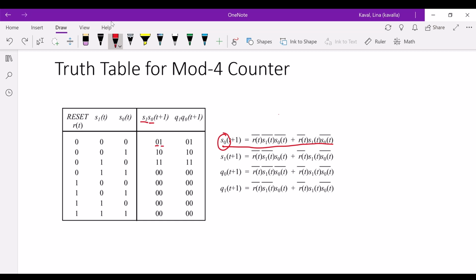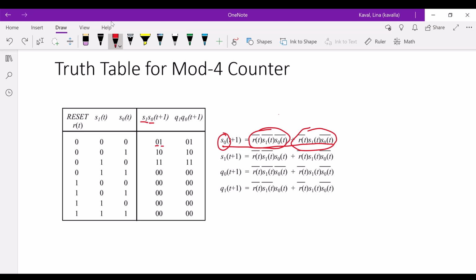So how we get this is that we look for where in our column we have 1s, right? Because that means it's true. And that's how we make our Boolean expressions. So here we have a 1 in our S0 column, and we want to look at what in our inputs we need to get 1. So our reset value is 0, S1 is 0, S0 is also 0. So if we just NOT all of them and add them together, we'll get 1.